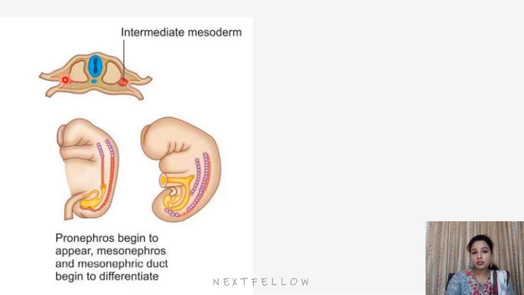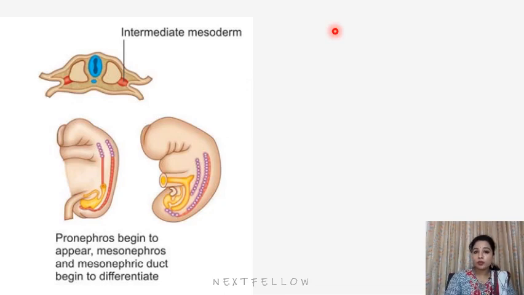The red colored structure you are seeing in between the paraxial and lateral plate mesoderm is the intermediate mesoderm. The major part of our genital system and urinary system is derived from the intermediate mesoderm. It is like a longitudinal strip of intraembryonic mesoderm lying on either side of the notochord, between the paraxial and lateral plate mesoderm. This red colored stretch we are seeing is next to the somites, which are from paraxial mesoderm.